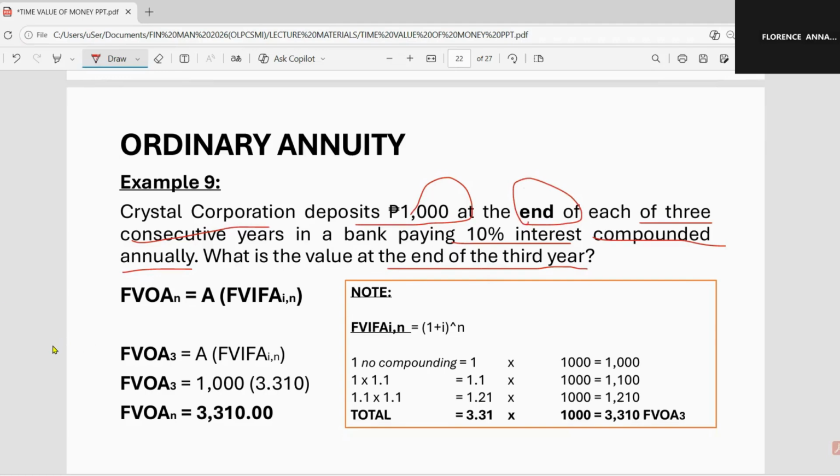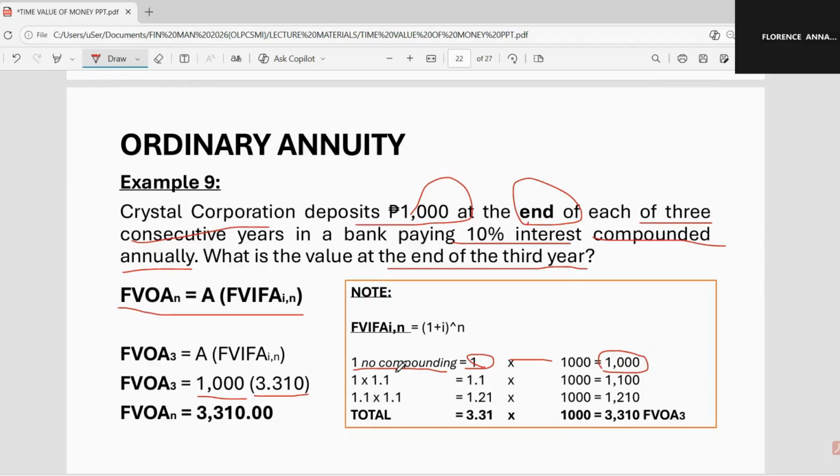So again, your formula for computing your future value of ordinary annuity is A times FVFA. Let's substitute. Magkano yung iyong annuity payments? That is 1,000 pesos. Ano yung ating FVFA or your future value interest factor? For period 1, syempre wala yang compounding. Why? Because it was deposited at the end of the period 1. So, it remains at 1 times 1,000, you get 1,000.